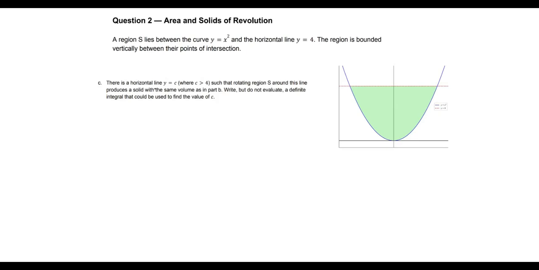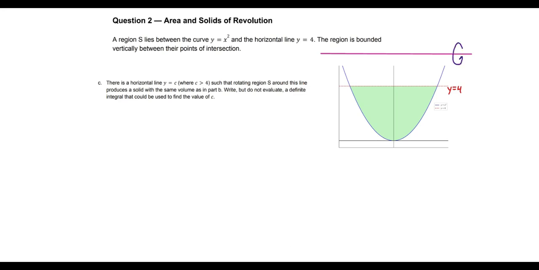Part C says, there is a horizontal line, y equals c, where c is greater than 4, such that rotating region S around this line produces a solid with the same volume as in part B. Write but do not evaluate a definite integral that could be used to find the value of c. Okay, so, of course, a horizontal line has to be greater than 4. And just so we remember, this is the line y equals 4 here. So that means that there's some other line, which is above here. Let's just put it like here for a moment.